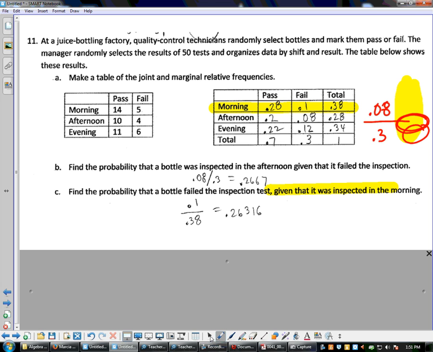Well, I see failed in the morning is 0.1 out of the total of 0.38. So if I take 0.1 divided by 0.38, I end up getting 0.26316.